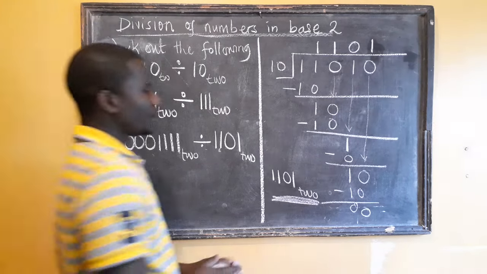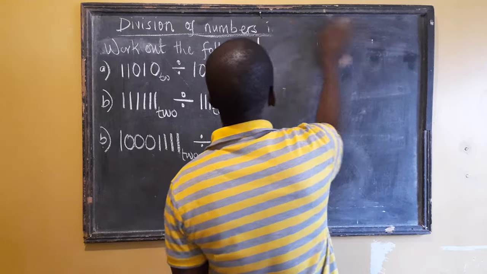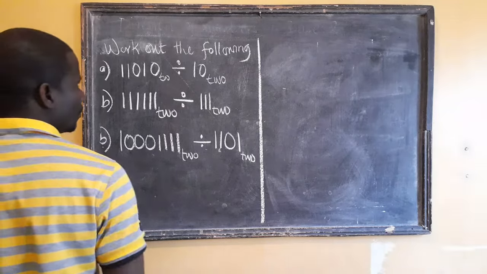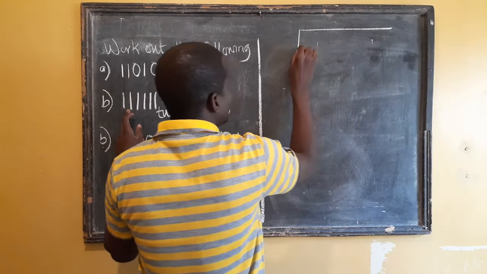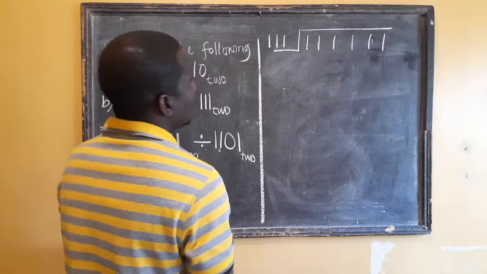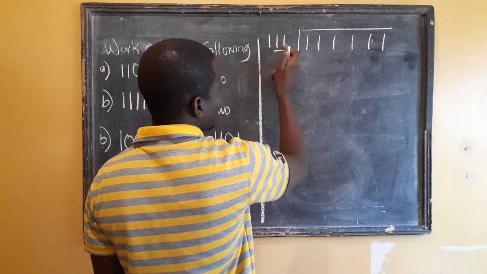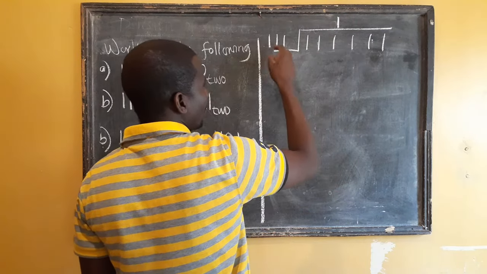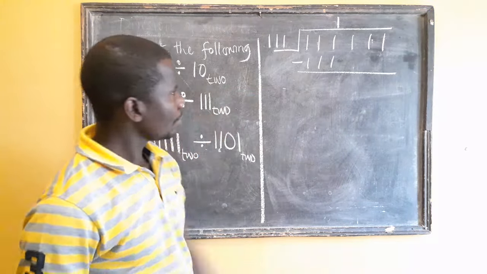Right, so let me take you to the second one. Okay. So the second one is... We're dealing with numbers that are in base 2. So when you look at it, how many digits do we have here? 3. So it will go into the first 3 digits also on this side. So it will be here. How many times? You multiply 1 by 111, you get the same, like this. Then we can subtract.